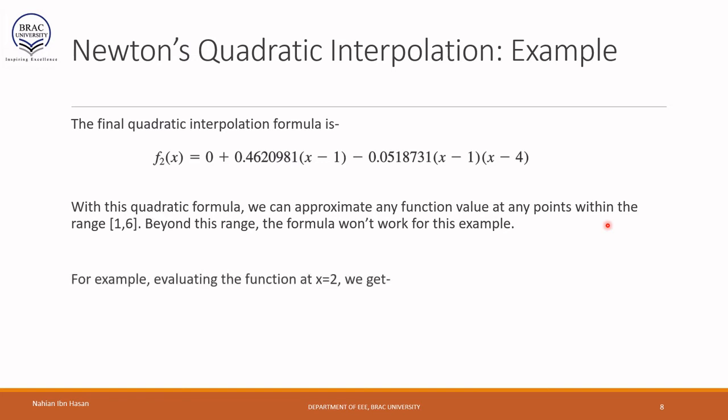So for evaluating the function, if we just want to evaluate the function at x equal to 2, we can easily input the value x equal to 2 here and get the value of the function f of 2. At x equal to 2, the function value is not given in the question, but using this interpolating polynomial, we can easily get the value of the function at x equal to 2. So that's the main purpose of interpolation or regression. We are just finding out the value of the function at any point that is not given.